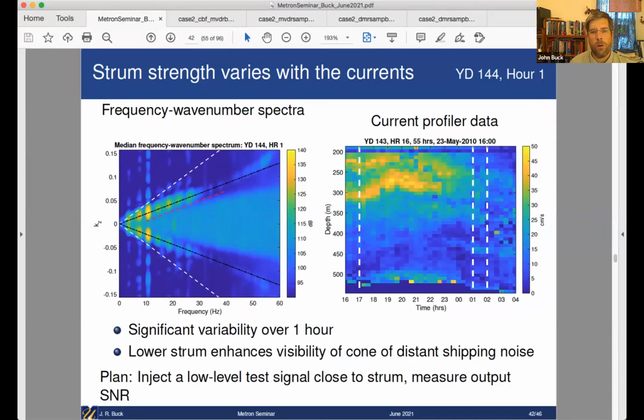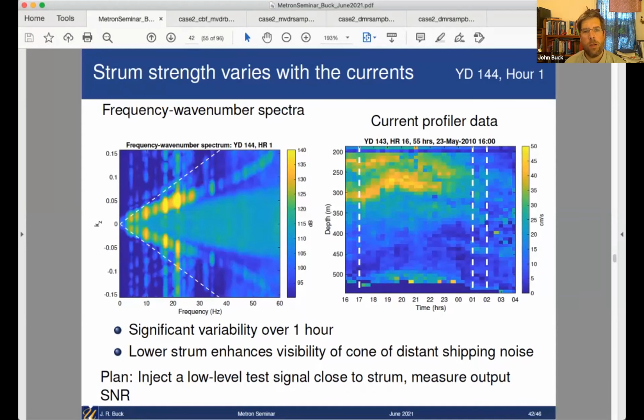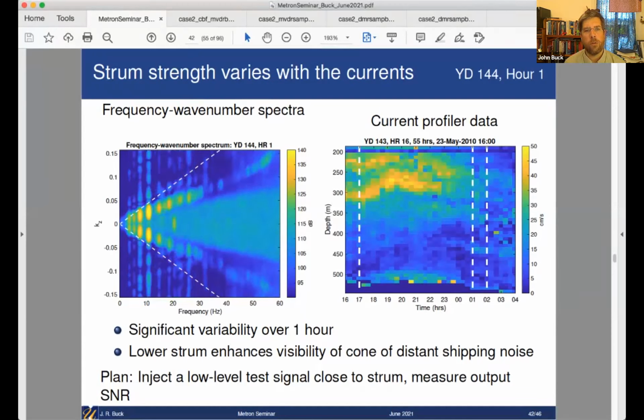And then there's this lighter cone in the middle. This is the distant shipping noise as well. That varies a little bit over time. And so this is a slow animation. You'll see the strum varying in intensity here at different changing frequency and different intensities. And so that's over the course of an hour. There's a lot to adapt there as things are changing. You can see when it goes away or comes back, you can see the shipping noise more.